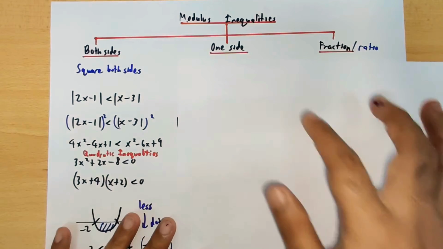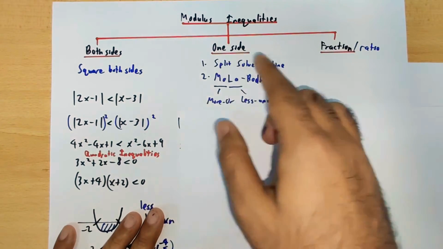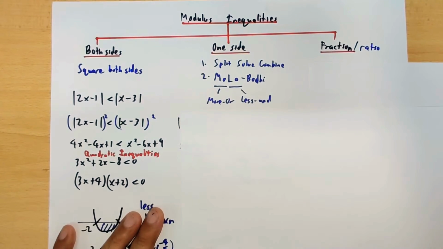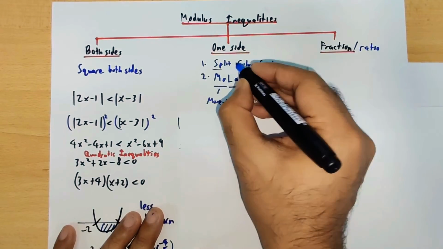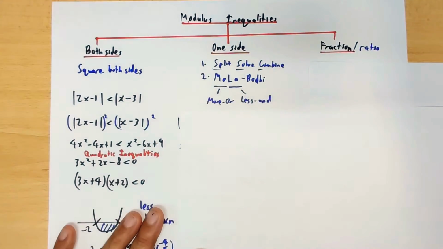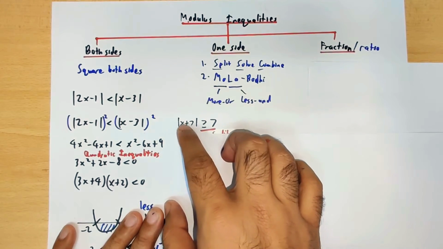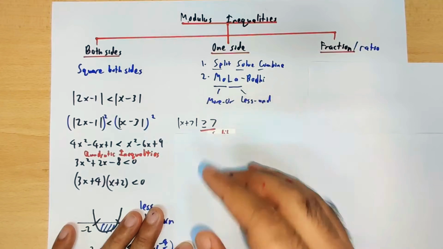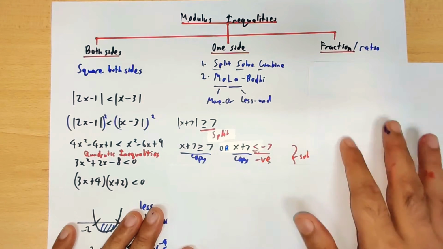Now moving on to one side modulus, we're going to use 2 techniques here. It's the split, solve, combine SSC method, or using the Rodhi method, where more stands for more than, or less stands for less than. Alright, so this is the SSC. For this type of question, you're going to get something like x plus 7 modulus is more than 7. Okay, for this part, simply split it up first until you get yourself this way.